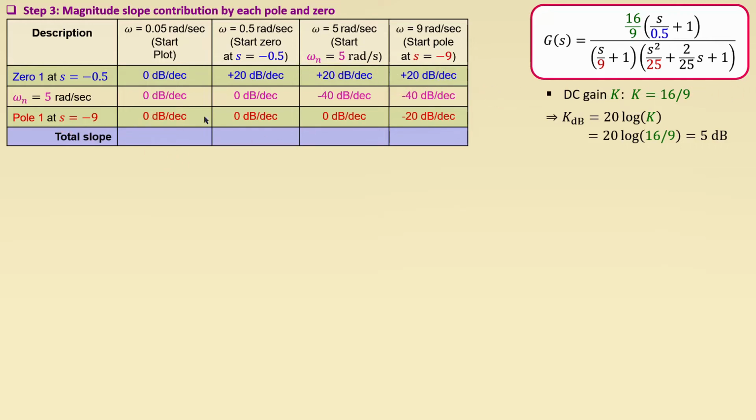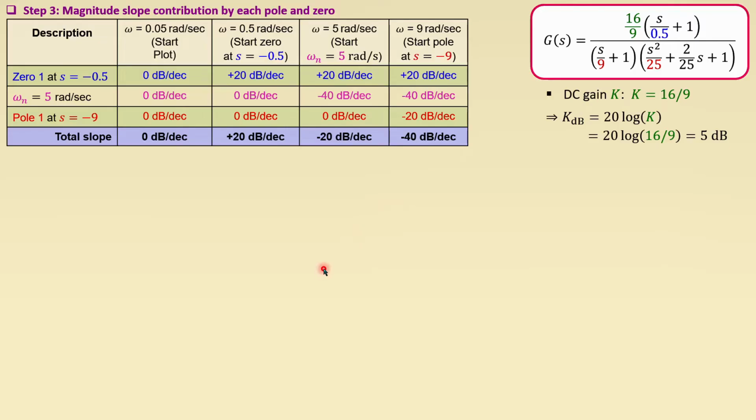Now for the pole, it starts actually here, because it is all 0 dB per decade, but it will then decrease as a first order pole at minus 20 dB per decade. Now in total, you will add all these numbers for the total slopes. So for each column, you will get 0, 20 dB per decade, etc. Okay, now we need to draw these elements and make up the complete magnitude plot.